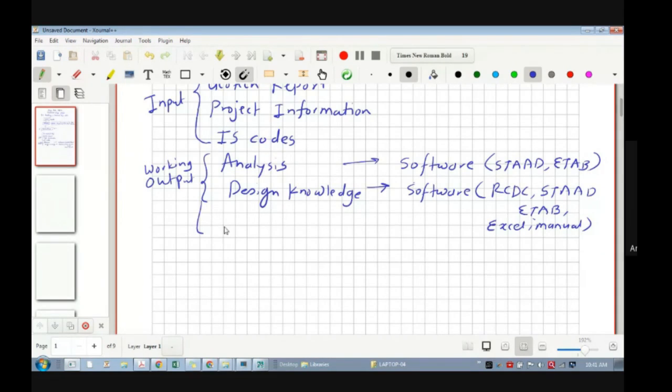And then the third stage is drawing preparation, structural drawings, I would say. The structural drawings are prepared.